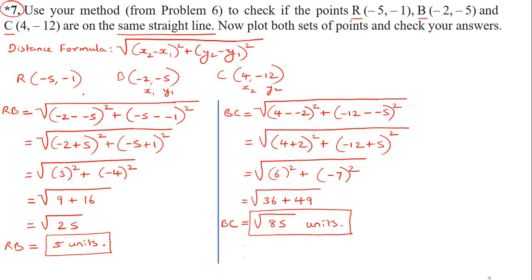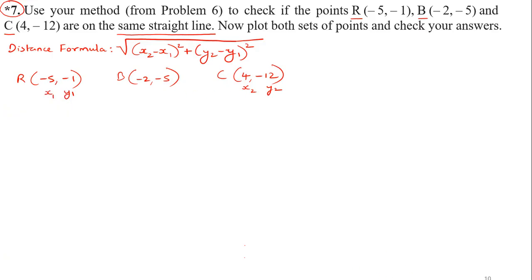Now on the next page we will find the distance RC, and while doing that we will take R as x1 y1 and C as x2 y2. So now we will find distance RC. I have taken this as x1 y1, C as x2 y2. So using the same above formula, x2 is 4 minus x1 which is minus 5, plus y2 which is minus 2 minus y1 which is minus 1.